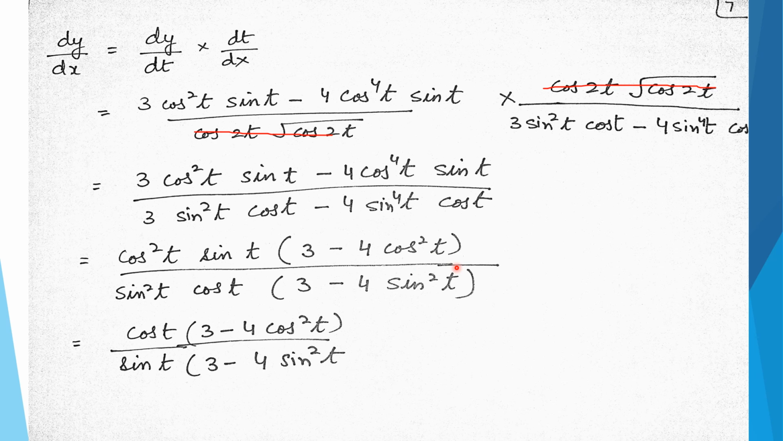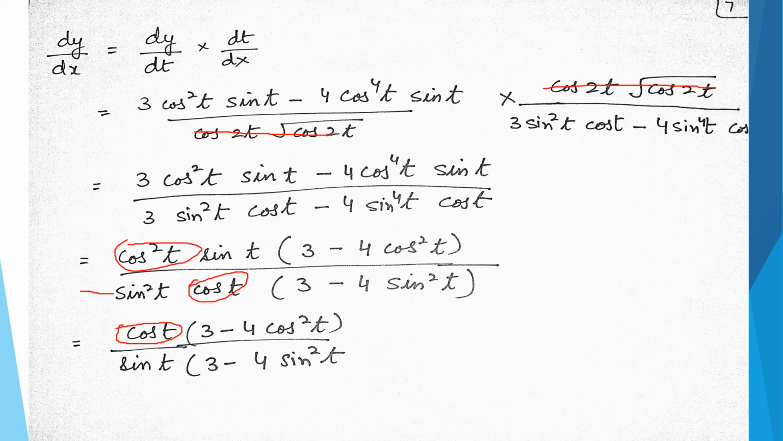In the denominator, please take common sin square t cos t. You will be left with 3 in this term, and in this term you will be left with minus 4 sin square t. Clear? Now, if you look here carefully, this is cos square t, okay, and this is cos t. They will get cancelled out, and you will be left with cos t in the numerator, because in the numerator is power 2 and here is power 1. You will get cos t in the numerator.